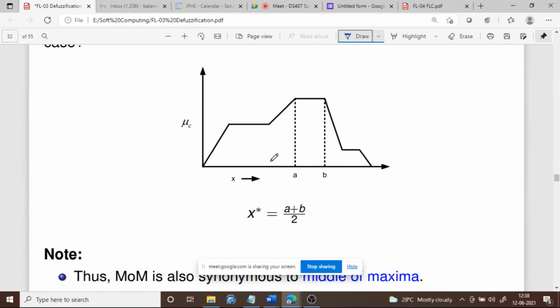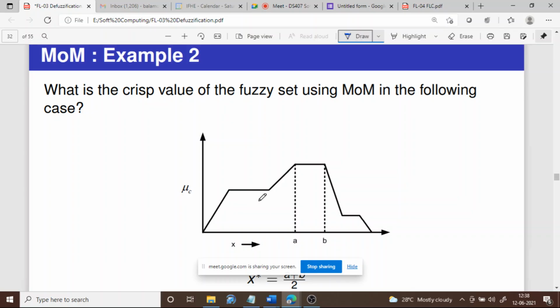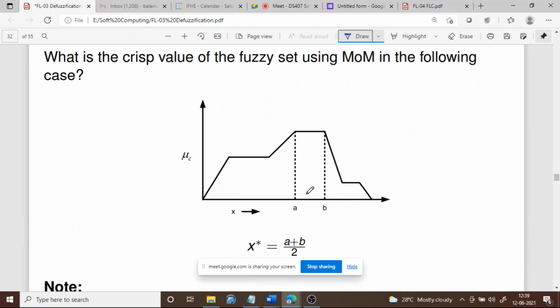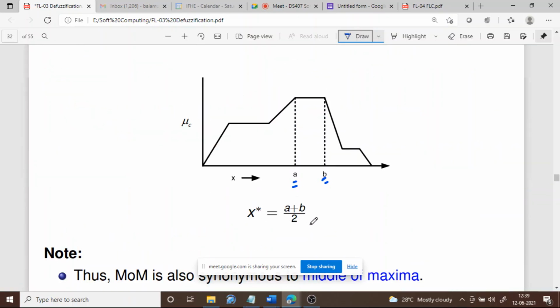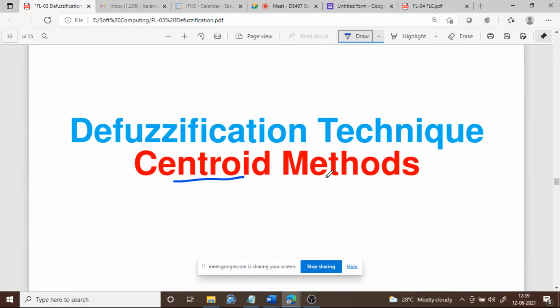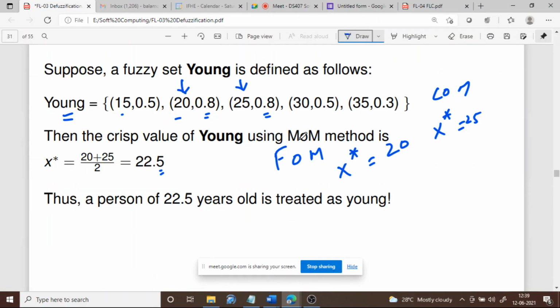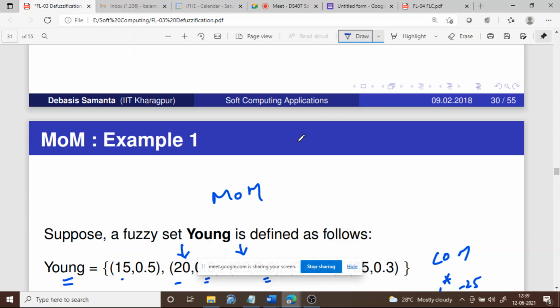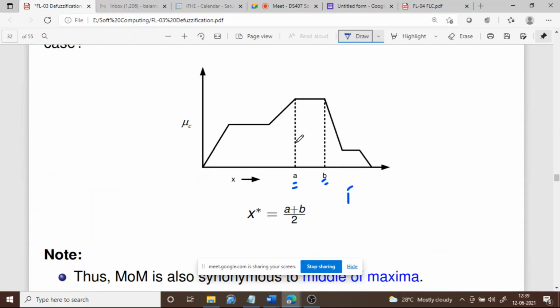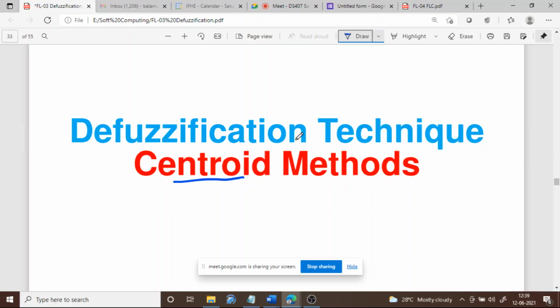So here is another example. Say there is a membership function represented through this graph. Now if you want to identify the crisp value, x star is equal to a plus b by 2 of these two points. If you apply FOM, x star will be a. If you apply LOM, last of maxima, x star will be b. So these are the maxima methods available for defuzzification, that is, to convert a fuzzy value to a crisp value. Next we will be discussing the centroid methods.